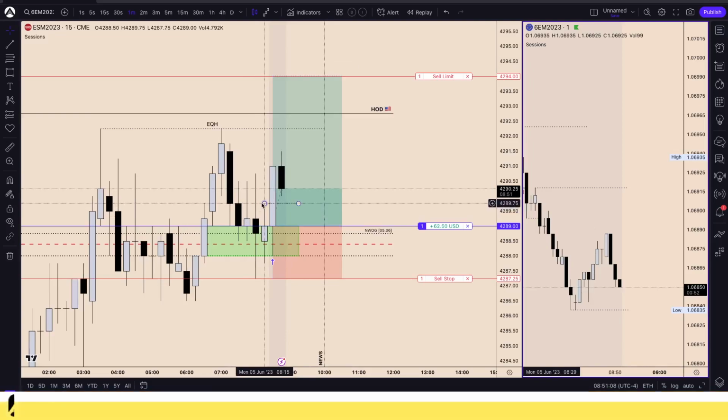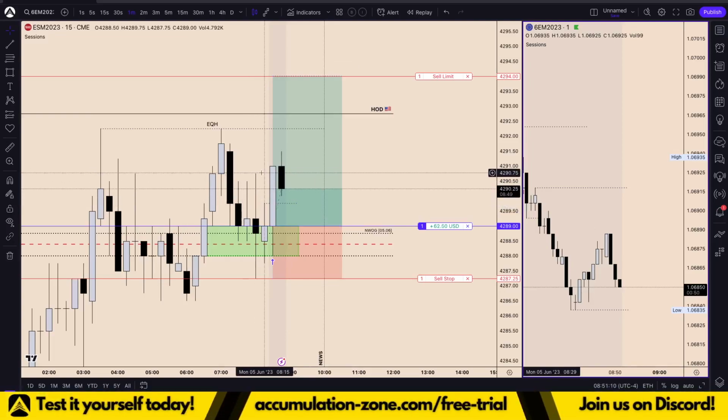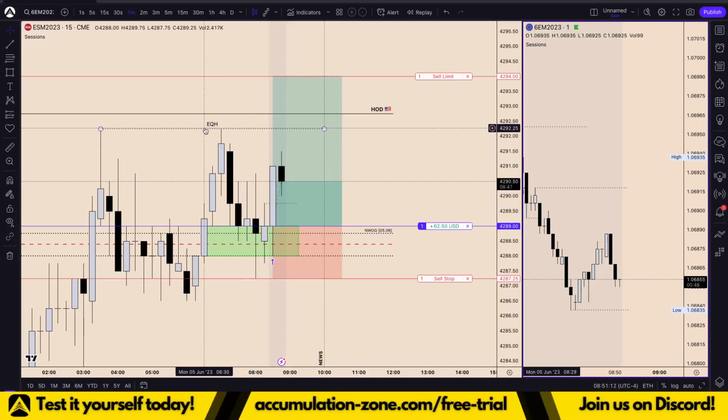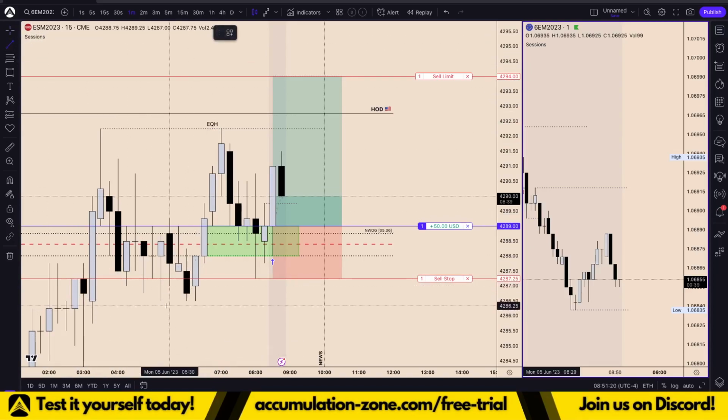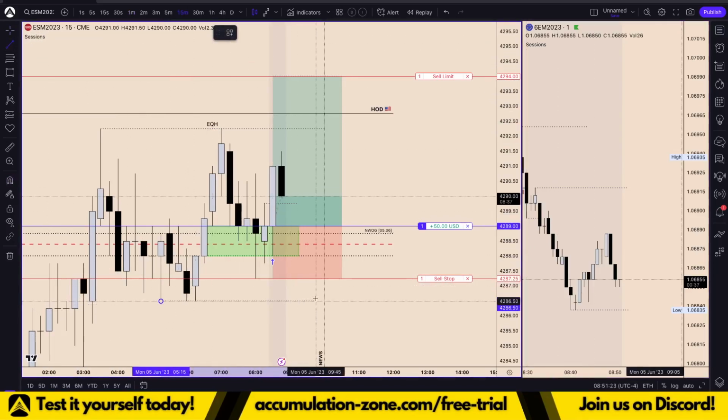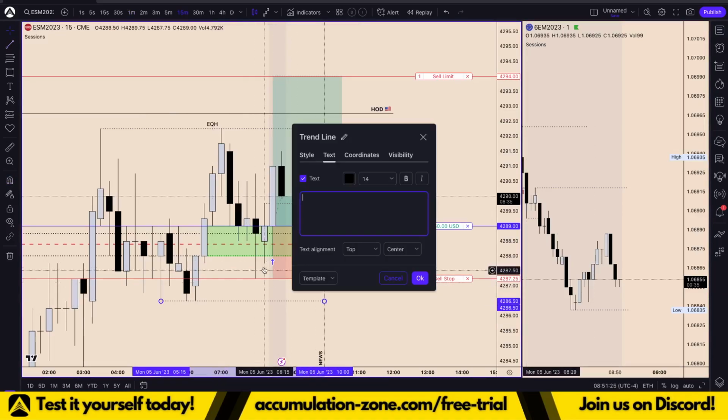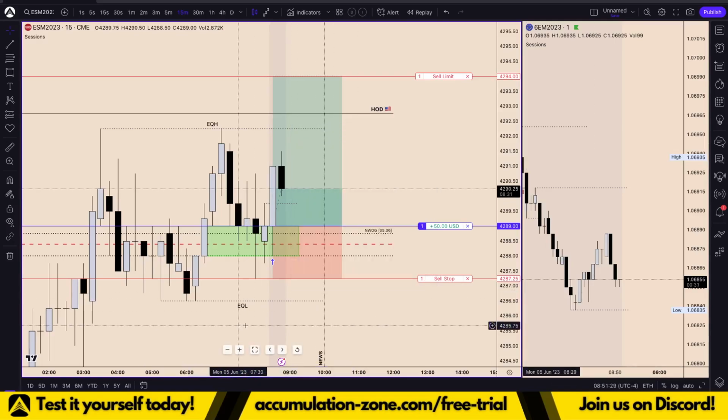Alright, let's see if we get efficient price delivery right here to break above those equal highs. I think they are programmed to be taken out, so we will see. I also have to mention that we have equal lows on a 15-minute chart right here. Equal lows. I'm going to plot them at the bottom. Equal highs and equal lows.